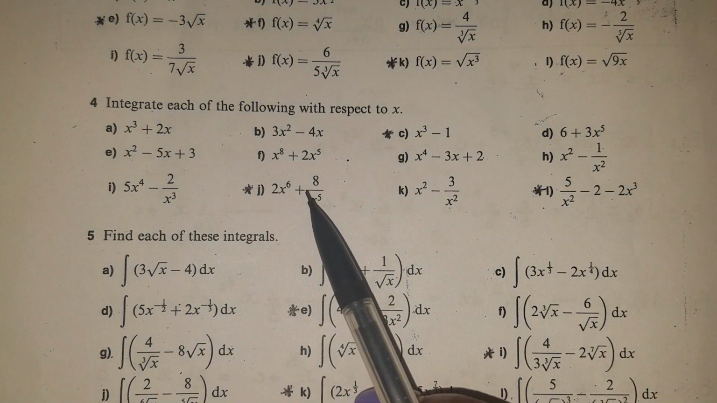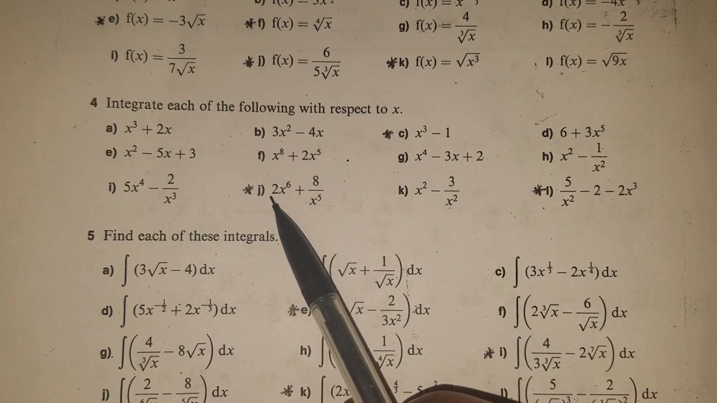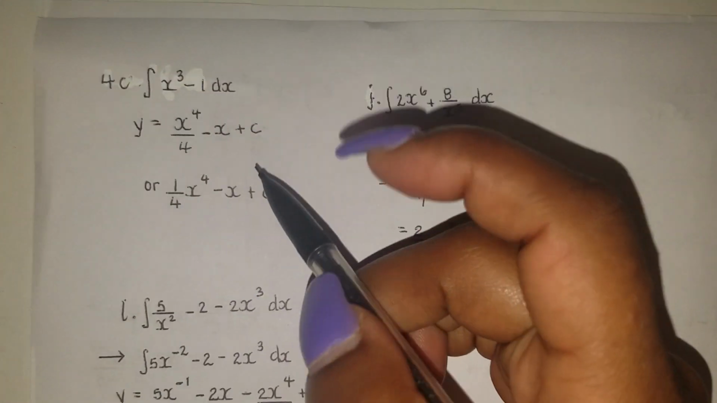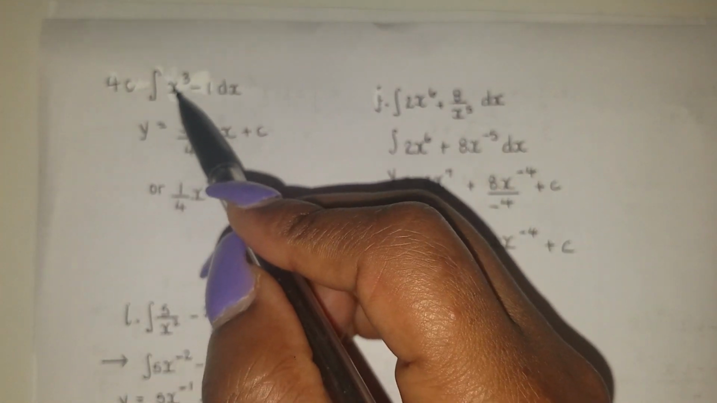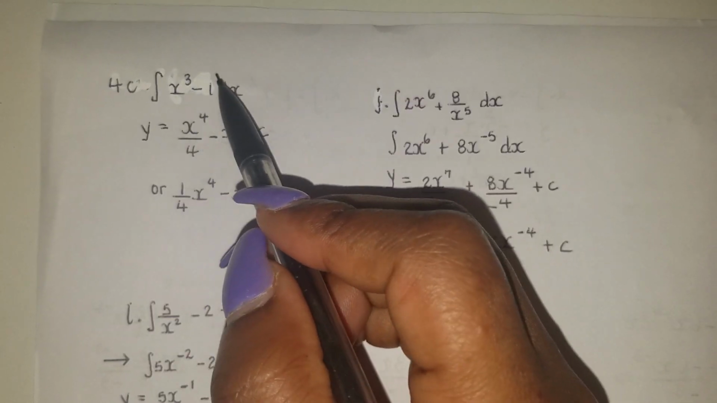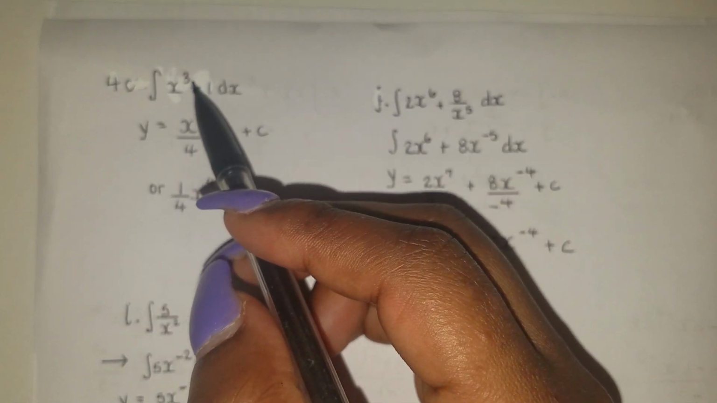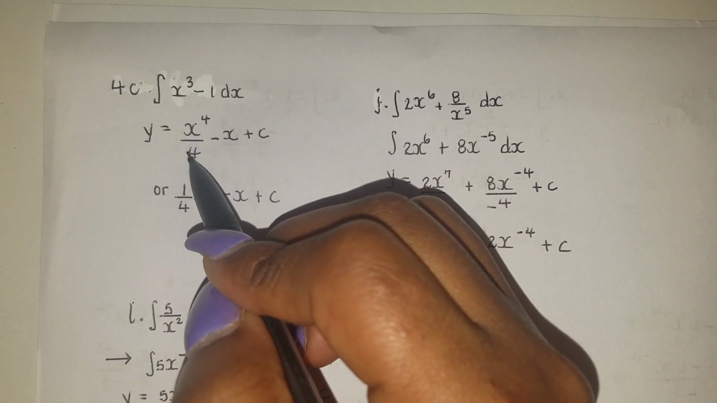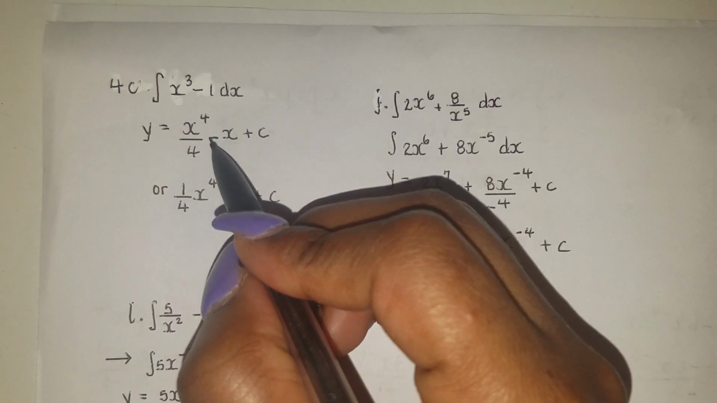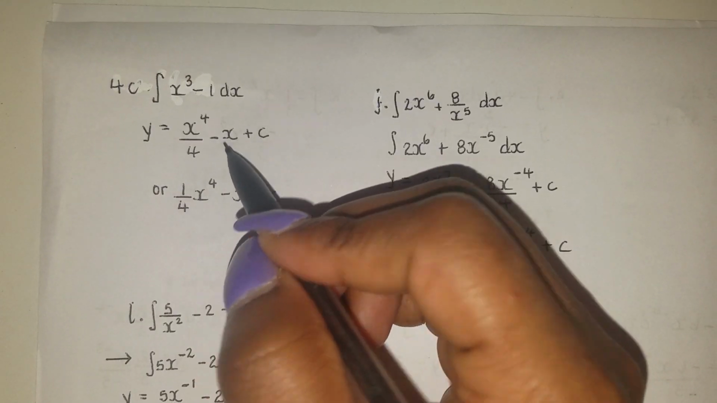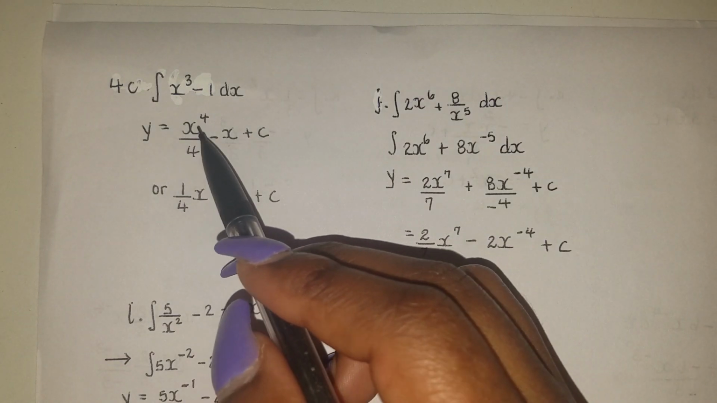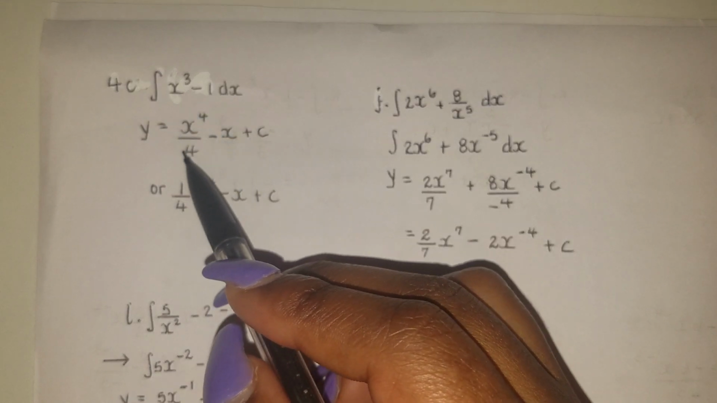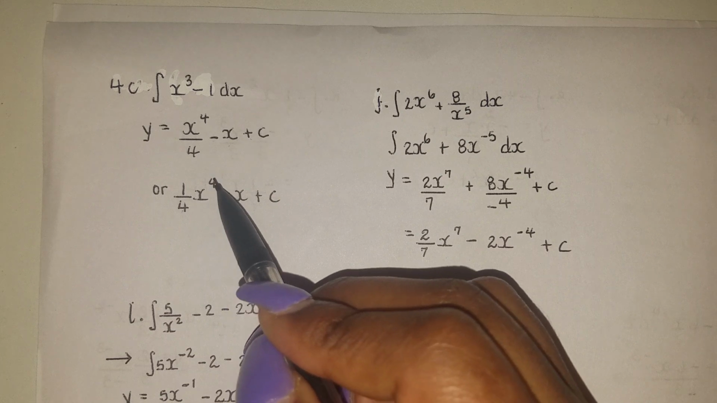In question 4, I chose C, J, and L. So, part C says the integral of x cubed minus 1 dx. So it's just going to do each value separately. So if we integrate x cubed, we add 1 to the power to get 4 and divide by that 4. And if we integrate negative 1, we'll get negative x, or negative 1x. So this becomes our answer. Y equals x to the 4 over 4 minus x plus c. Now this can also be written as a quarter of x raised to the 4.